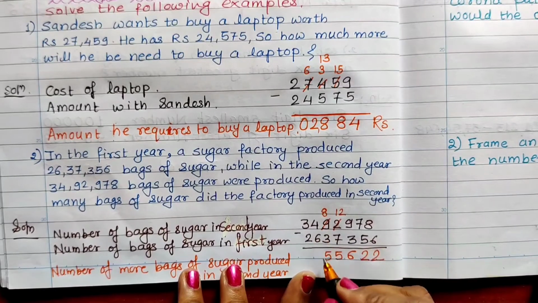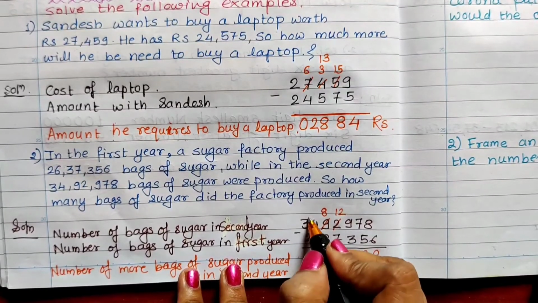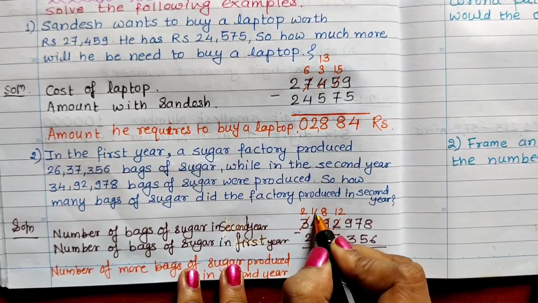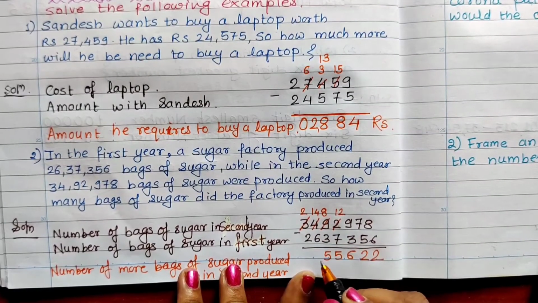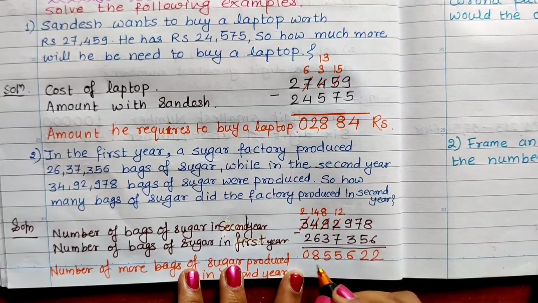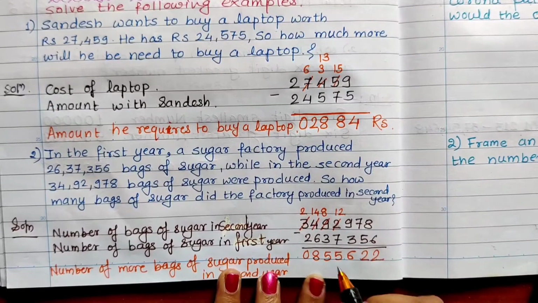Now again 4 minus 6 cannot be done. We have to borrow 1 from this 3, 3 becomes 2, and 4 becomes 14. 14 minus 6, what is the answer? 8, and 2 minus 2 is 0. So how many more bags are produced?